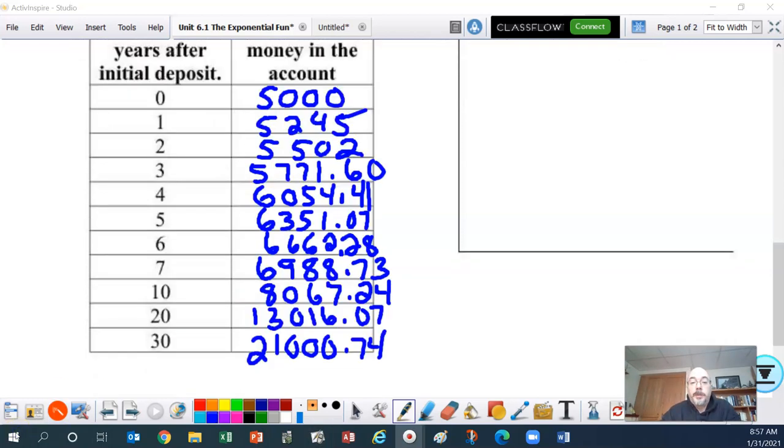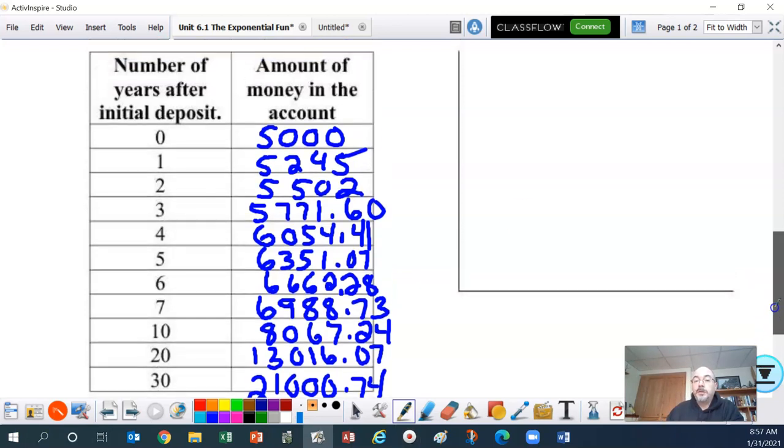All right, ladies and gentlemen, so I filled in the rest of the table. Now, please make note when you get further down, I skip numbers, so I jumped to 10 years, okay, then 20, then 30. Wow, that's pretty good, okay? In 30 years, if you can manage to put that money away and not spend it, in 30 years, you're going to have $21,074.